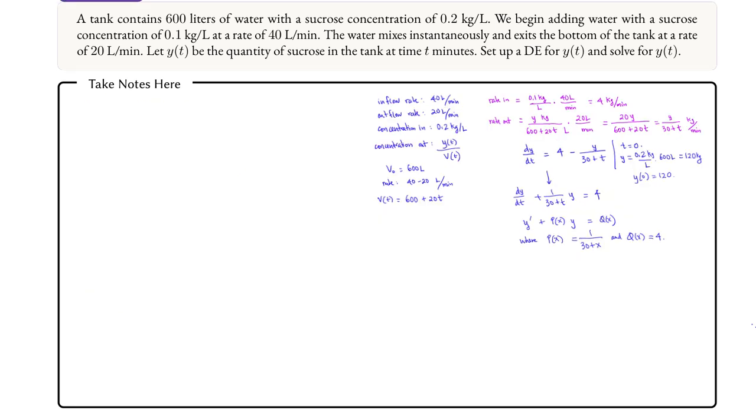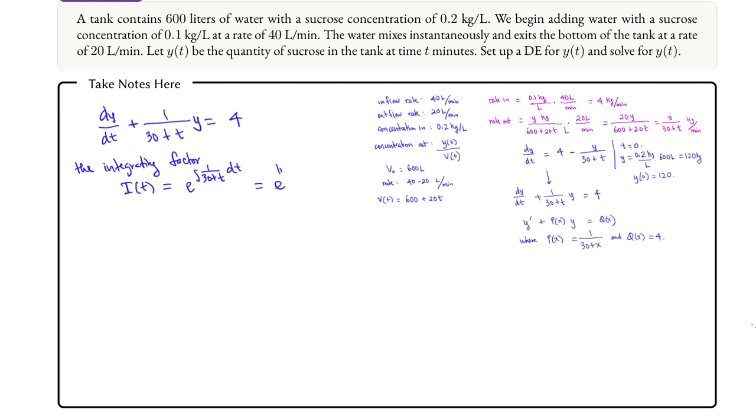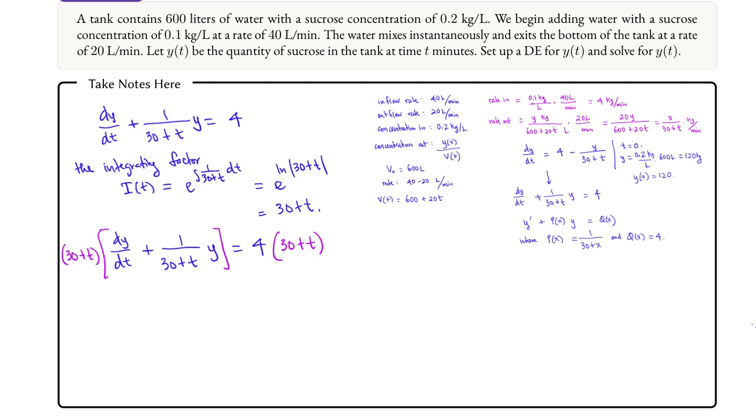The integrating factor is e to the integral of p of t, but p of t in this case is 1 over 30 plus t. This integral gives e to the ln of 30 plus t, which is simply 30 plus t. And then we multiply the integrating factor to both sides of the standard linear differential equation, simplifying this to get 30 plus t times y prime plus y equals 4 times 30 plus t.